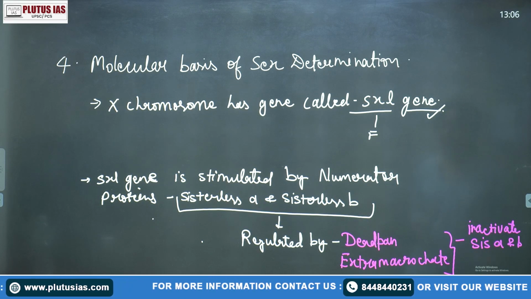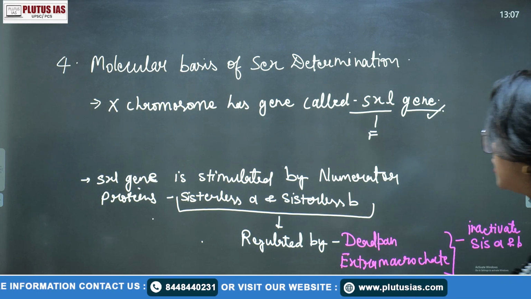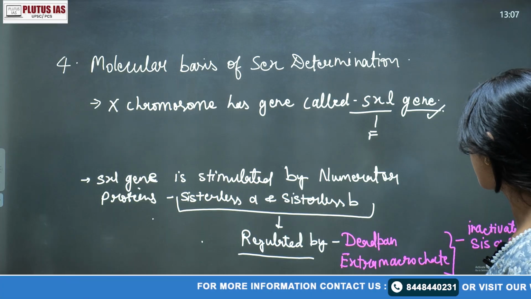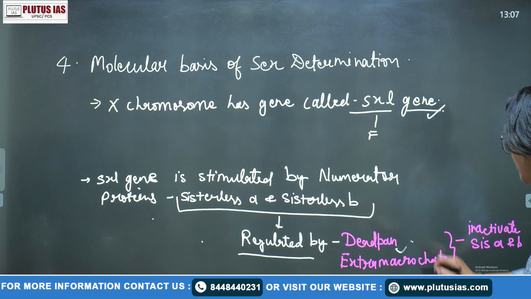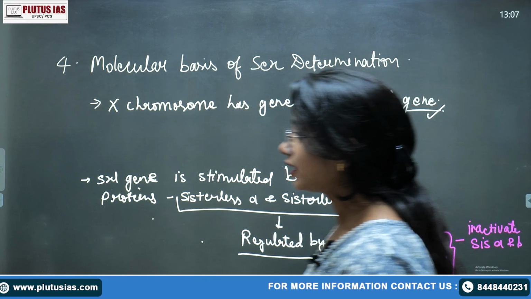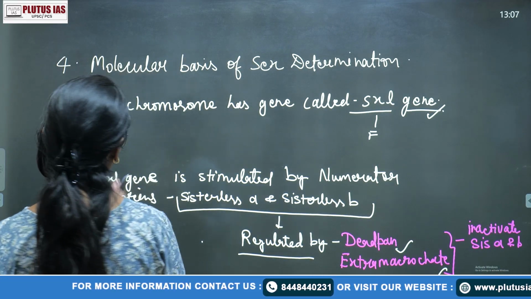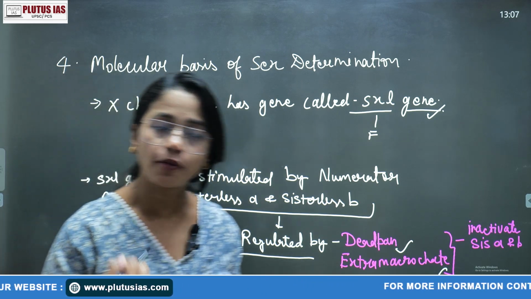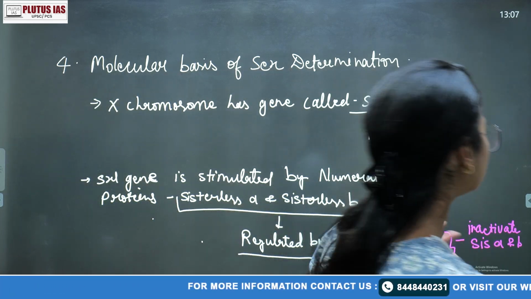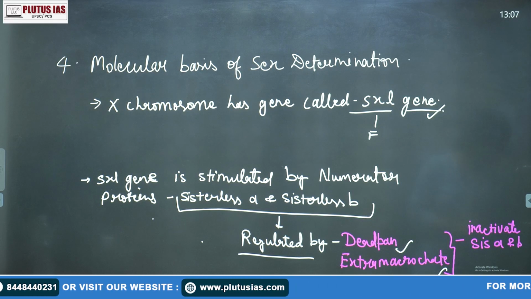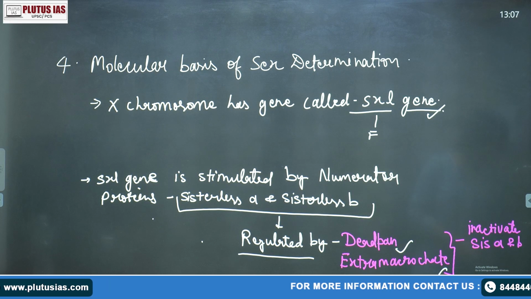Okay, sisterless A and sisterless B. These are regulated by two factors: deadpan and extra macrochaete. When the SXL gene promoter is active, the SXL gene is formed, and if a gene inactivator is present, it does not allow the formation of these two genes. Got it?